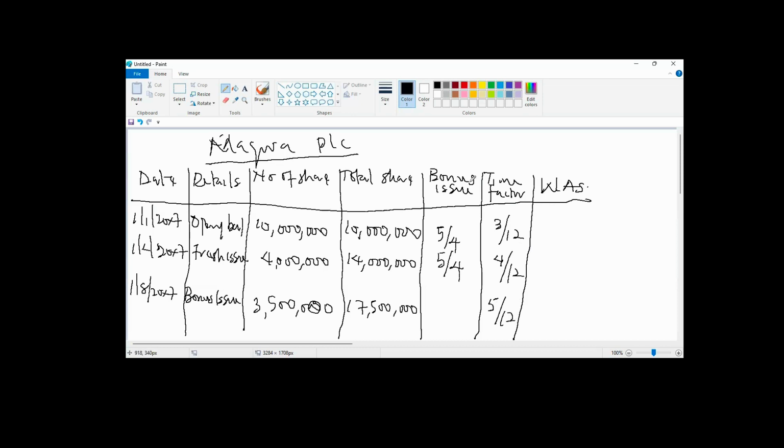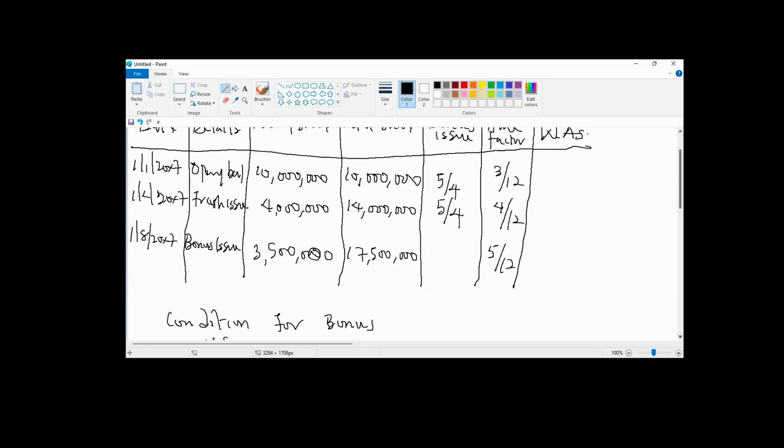I will endeavor to count. 3 plus 4, 7. 7 plus 5, 12. With this now, we now multiply. From the total, 10 million times 5 over 4 times 3 over 12. What does it give us?